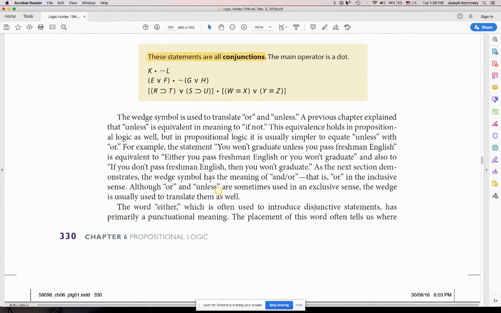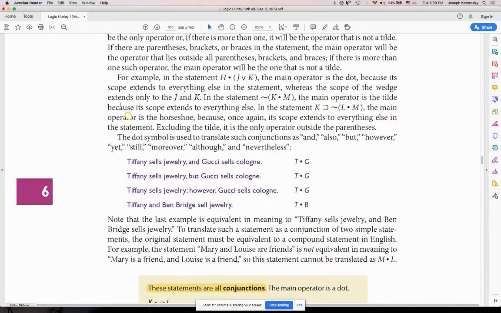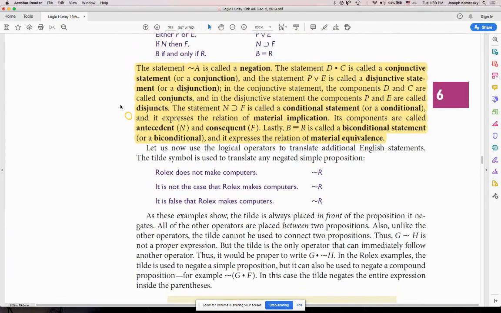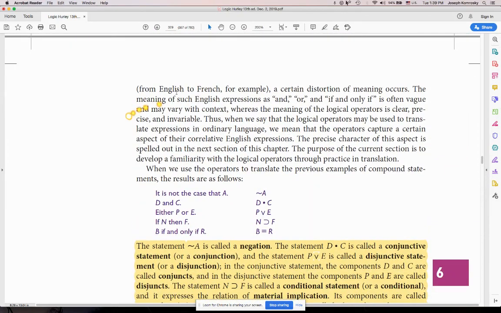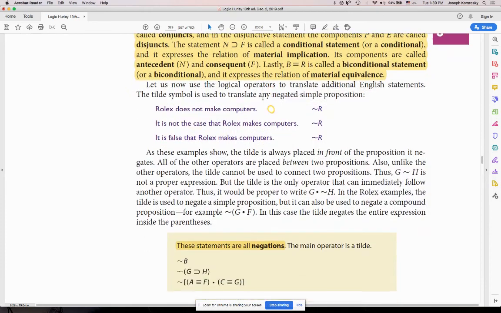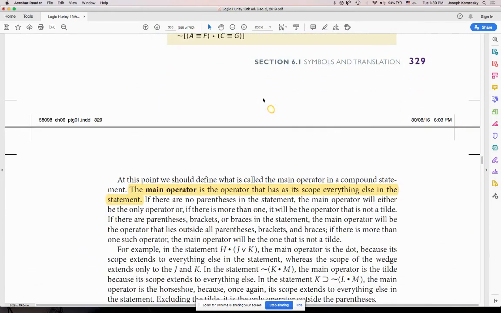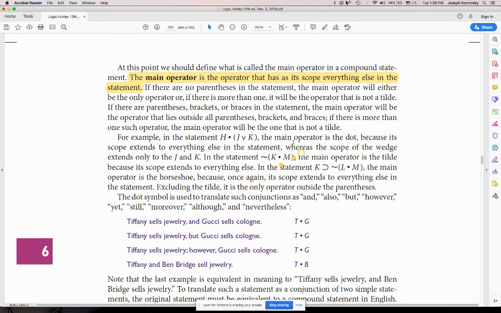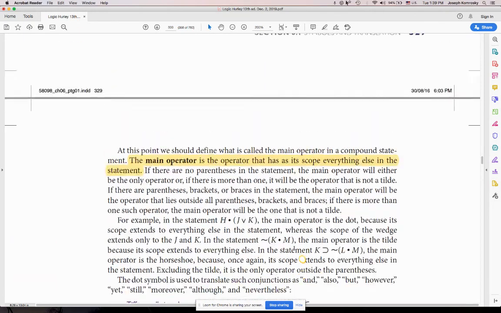And again, let's go up here. The wedge symbol. He says, look, when you see or unless, that's when you're going to use it, okay? And then finally, we'll come back up here to the and operators. Where are they at? Let me see here. Yeah, the dot symbol. And also but, however, yet, still, moreover, although, nevertheless, those very words, they will all be using a dot, okay? That's it.